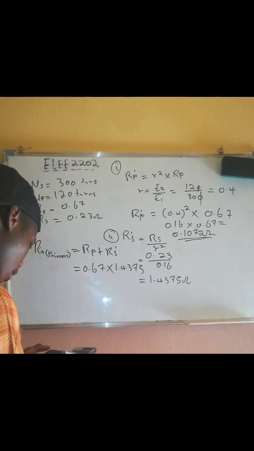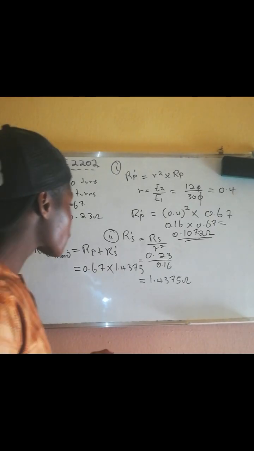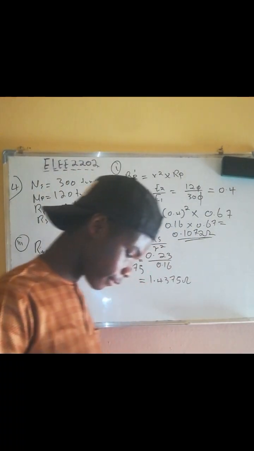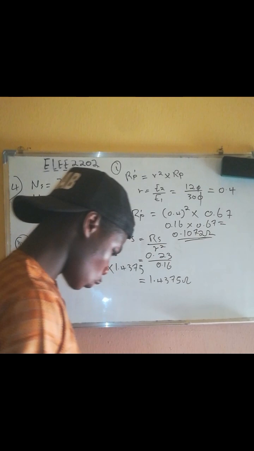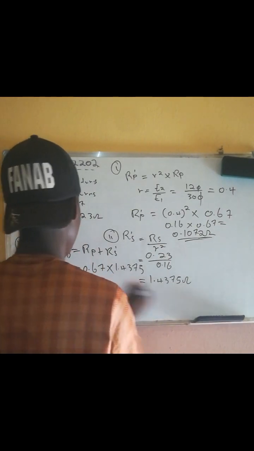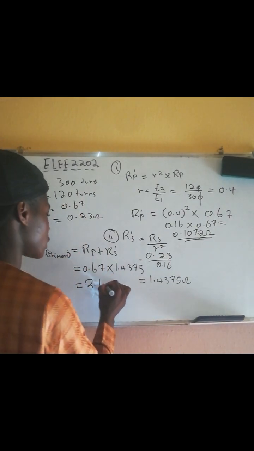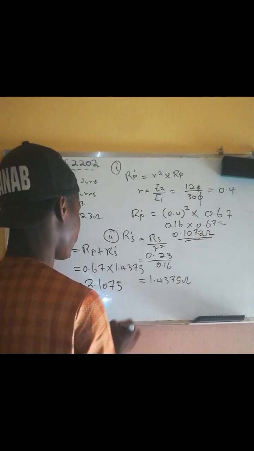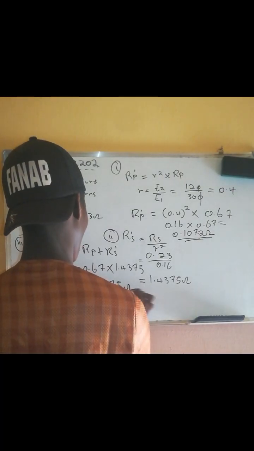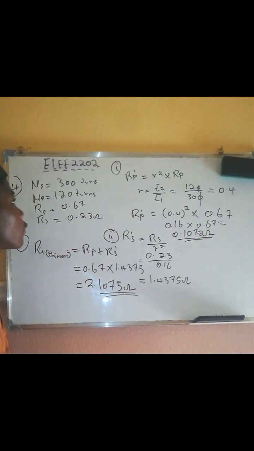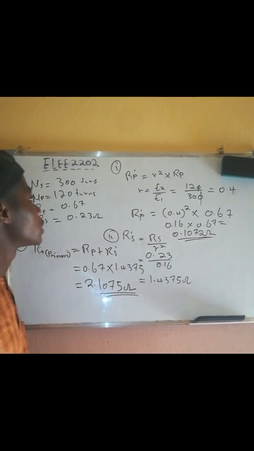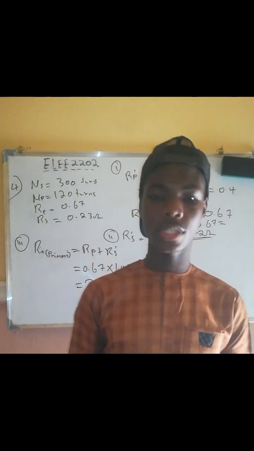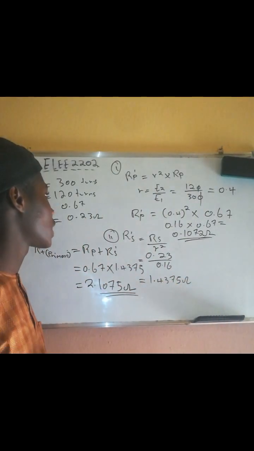So therefore the total resistance referred to the primary is 0.67 plus 1.4375, we'll have 2.1075 ohm. So therefore here is a fourth question that is inside the past question of Principle of Electrical Engineering 2.